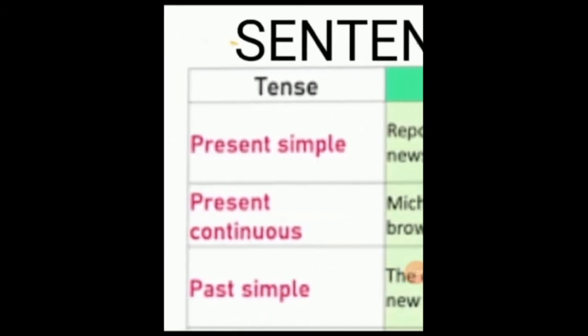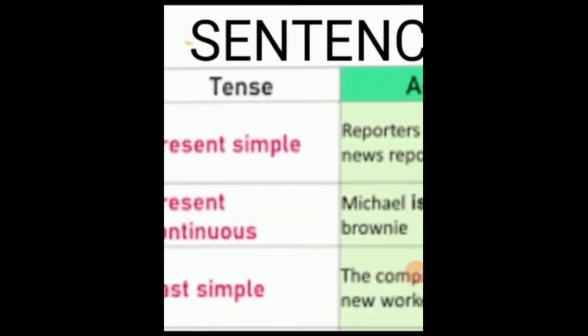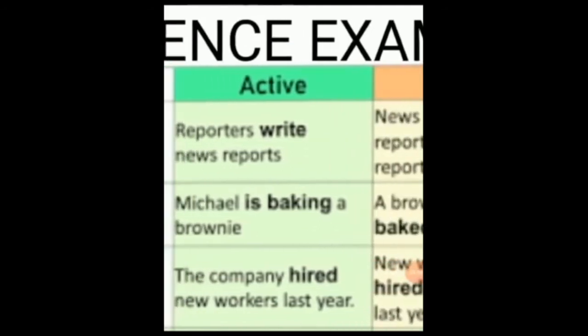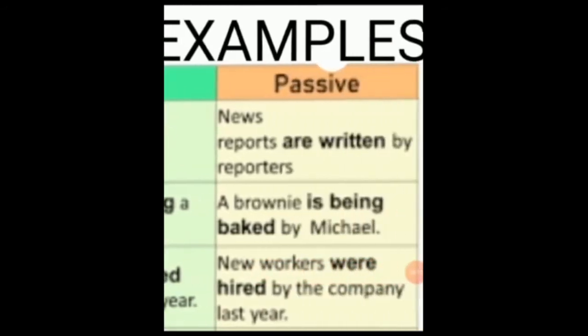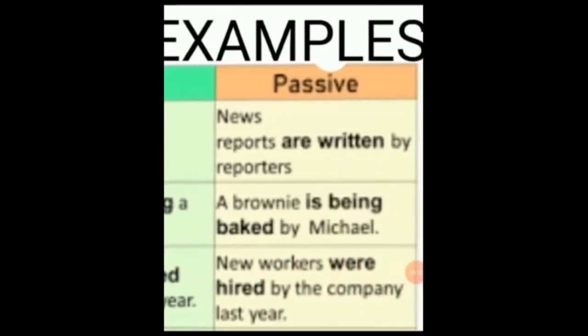The next tense is simple past. In simple past, the sentence in the active voice is, the company hired new workers last year. The company is the subject, new workers the object, hired is the verb, whereas last year is the rest of the sentence. So to make it passive, we are going to interchange subject into object, object into subject, like this. New workers were hired by the company last year.